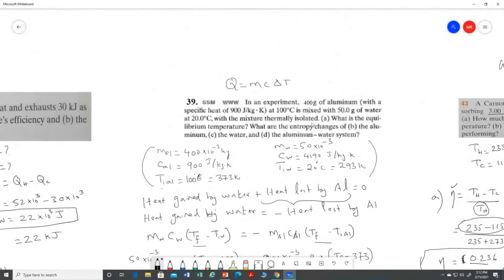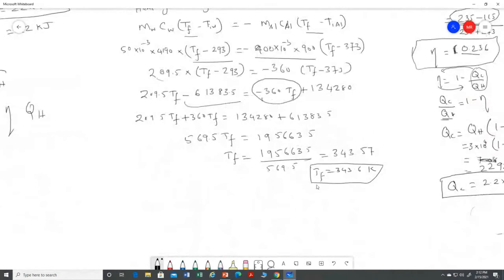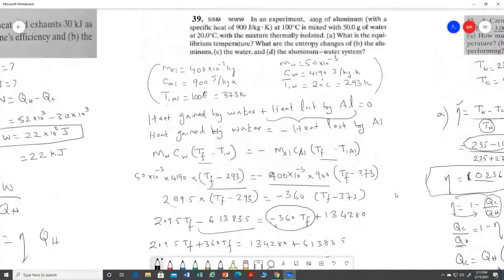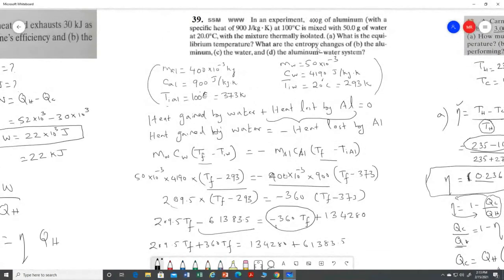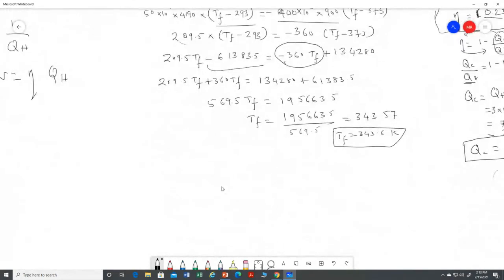What is given in the first question? What is the equilibrium temperature? So, my dear, listen carefully. The equilibrium temperature for both water as well as the aluminium is 343 Kelvin. Clear? Clear, Doctor. Okay. What is given in the second question? What are the entropy changes of the aluminium and the entropy changes for the water? So you have to find the delta S for water as well as aluminium.